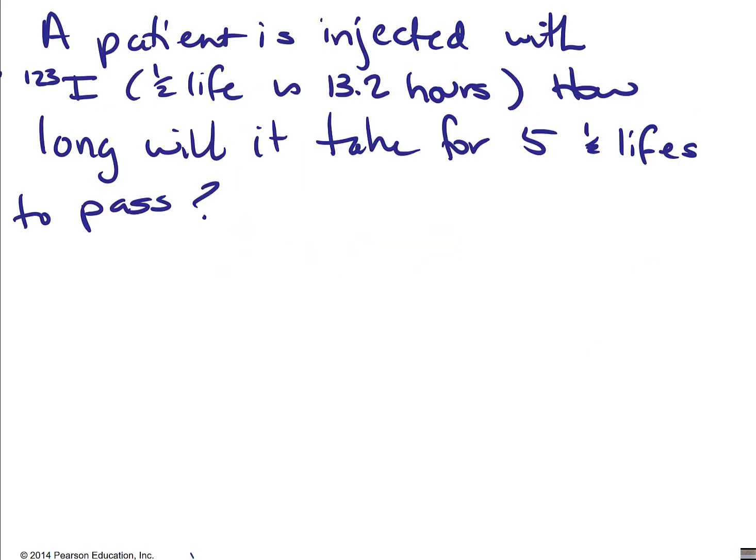I think there was one other. Yeah, so a patient is injected with iodine 123. The half-life is 13.2 hours. How long will it take for 5 half-lives to pass?